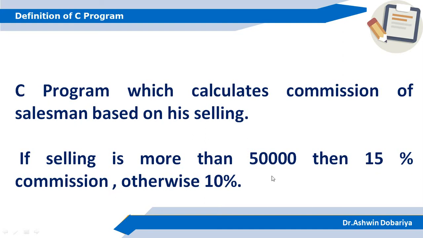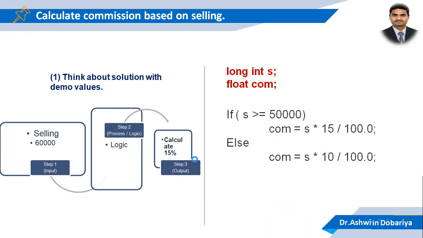So how can we calculate 15% or 10% based on input data? We discuss the logic of this program first. As per the definition, first we have to think about how many values we have to input in our program. Here, to calculate the commission, we have to input only the selling value, or you can say selling amount. So selling amount is like 50,000, 60,000, right? So one value we have to input, and for that we require one variable.